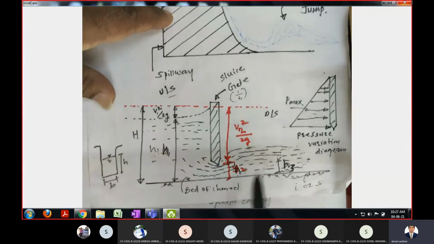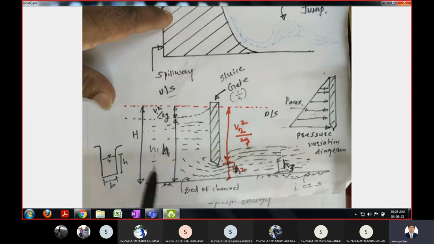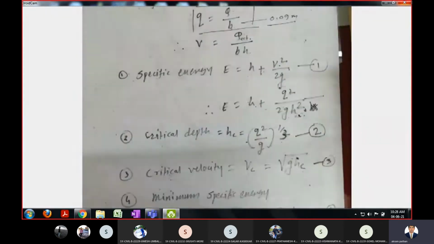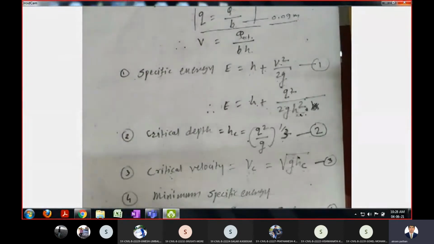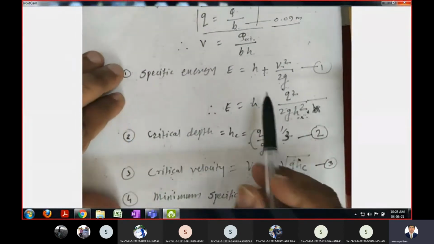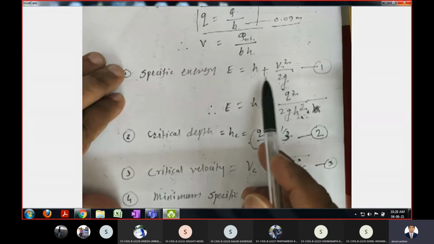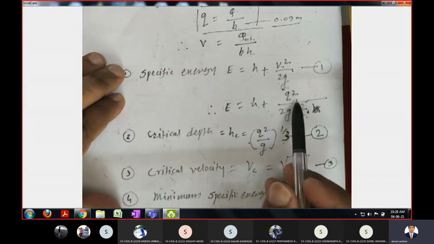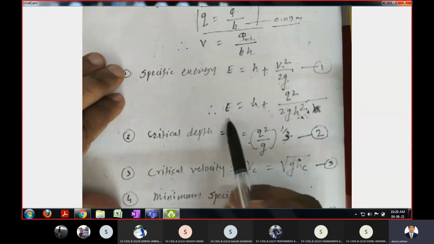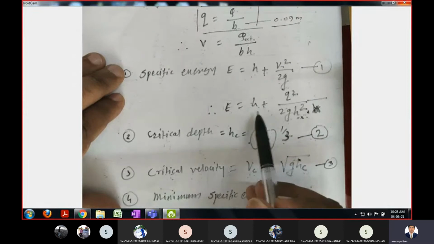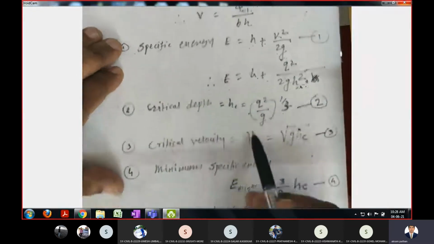Also we can apply the continuity equation. So Q1 is equal to Q2, that is B into H1 into V1, which is equal to B into H2 into V2. So we can apply the continuity equation also. Here is the similar kind of equation, this is the total head or the energy: H1 plus Q square by 2G H square. With the help of this formula we can calculate the specific energy.